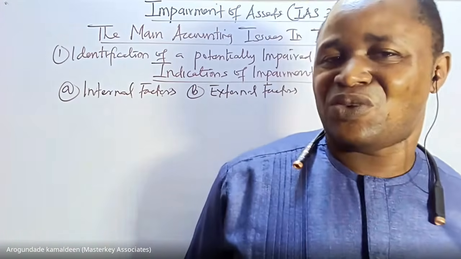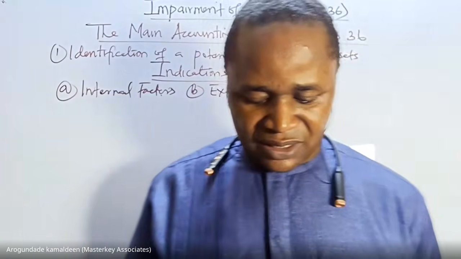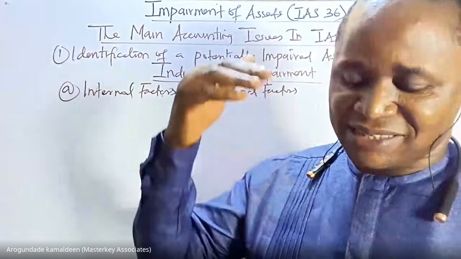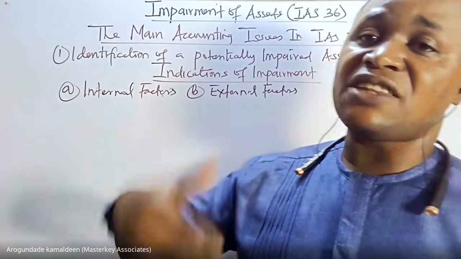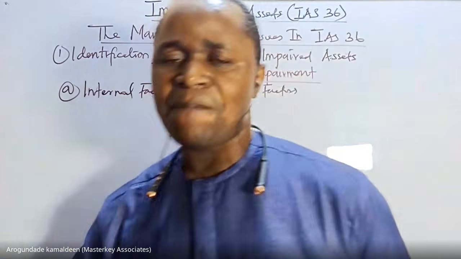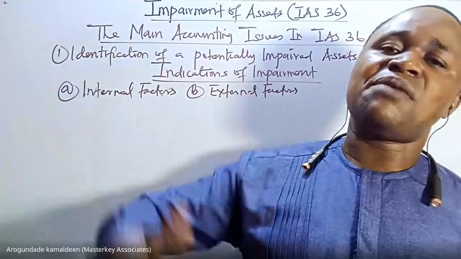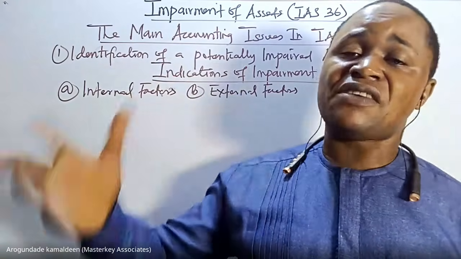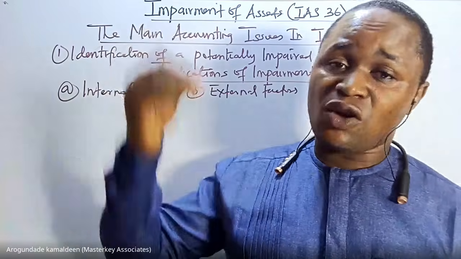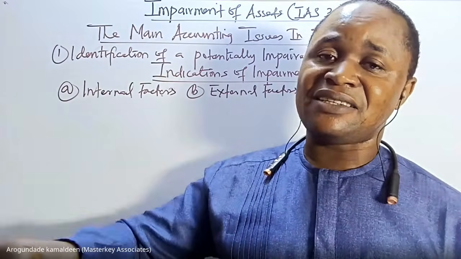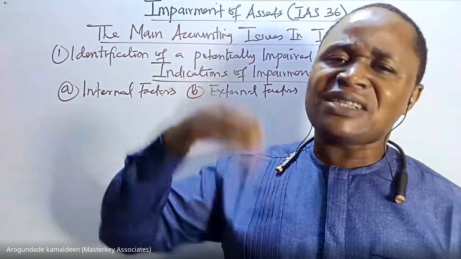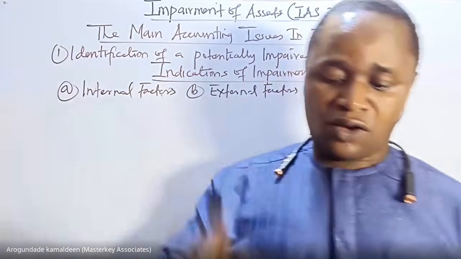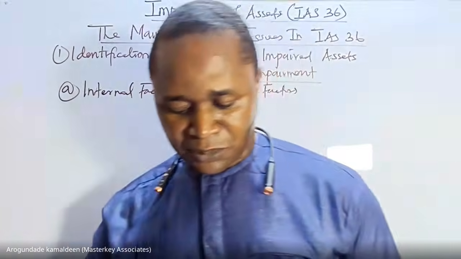What are you still doing with such an asset? Next, where cash flows for maintaining the asset are more than budgeted. Yes, if the asset is taking more from you as a company to repair, to maintain, to service, and what you are spending on maintenance and repair is far, far more than the budget, such an asset is giving a sign of impairment.